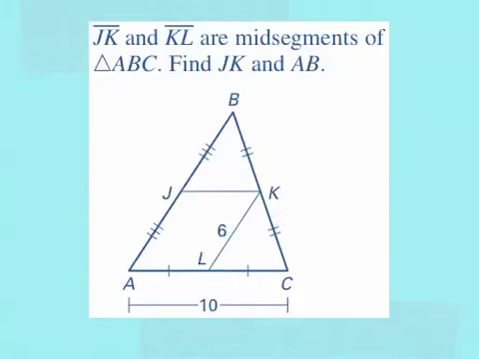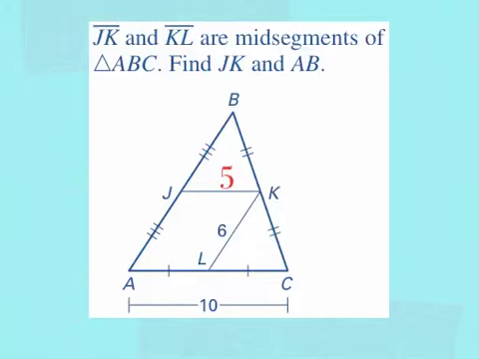If you look, it says JK and KL are midsegments of triangle ABC. They ask us to find JK and to find AB. Notice JK is the midsegment that is parallel and across from side AC. Side AC, they tell us, is 10. So we know the midsegment that is parallel to that side has to be 5 for JK.